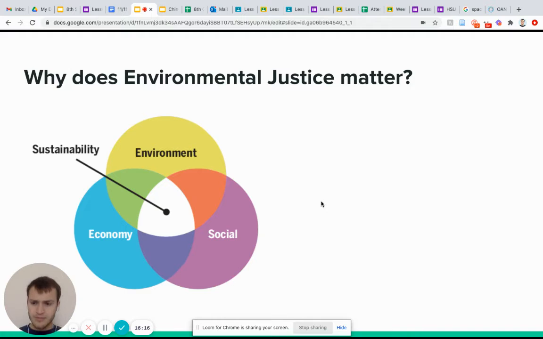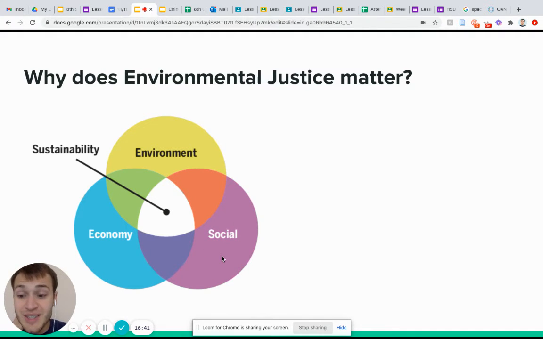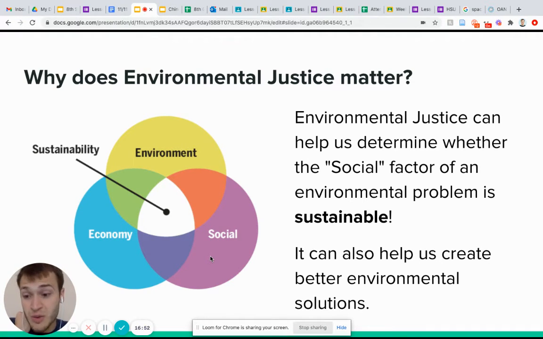So last class we talked about sustainability, and we talked about how if an environmental solution is sustainable, it means that it's going to be good for the environment, the economy, and for society. It's going to be good today. It's going to be good in the future as well. And so if we think about environmental justice, that really helps us think about whether a solution is sustainable for society. So it can help us determine whether the social factor of an environmental solution is sustainable. And of course, it can also just help us create better environmental solutions because we're taking care of people.